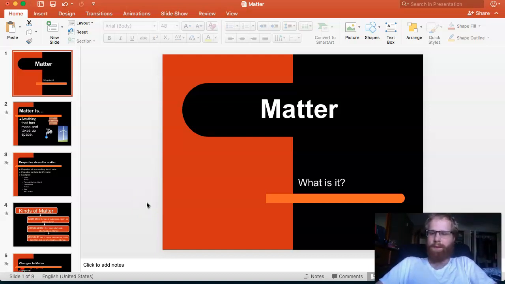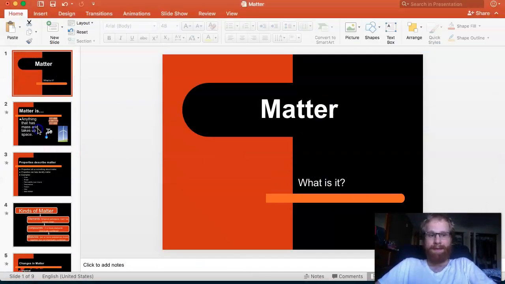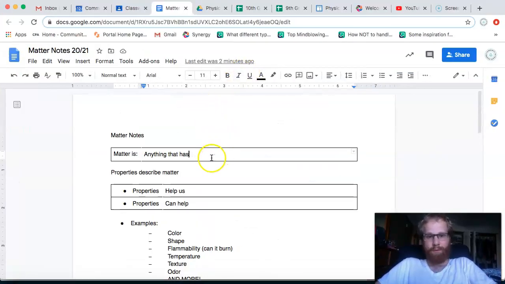Today we're going to be learning a little bit about matter, exactly what it is and how it's organized. So, what you guys need to do is in our Google Classroom page, there is the Matter Notes 2021, that's the year, and there are these kind of boxes with some text written in them. Matter is anything that has blank, okay? So when we get to that slide, you need to type in: matter is anything that has mass and takes up space. So you would type into your document anything that has mass and takes up space, okay?